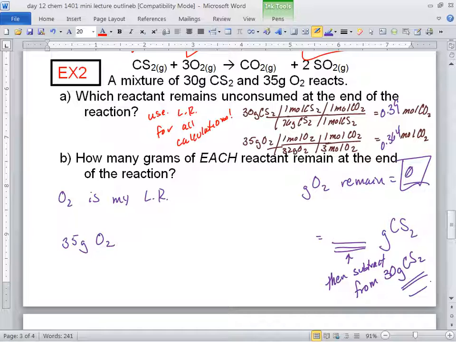Actually, I added another one. Look at all that empty space. So I added another one.